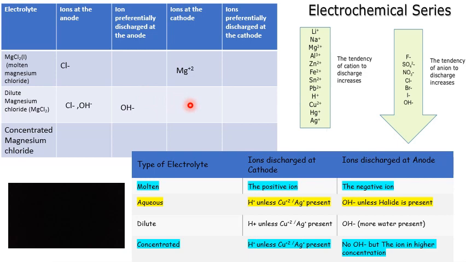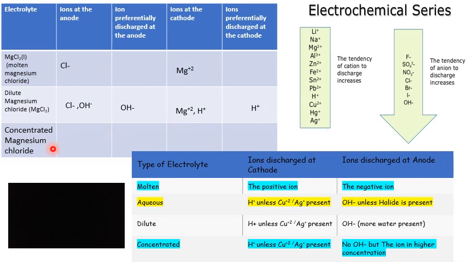Okay, so now let's complete this chart. So the ions at the cathode would be your what? You're going to have magnesium, that's the positive ion, and you're also going to have hydrogen. Okay, but the one that's going to be preferred, we said, is hydrogen.